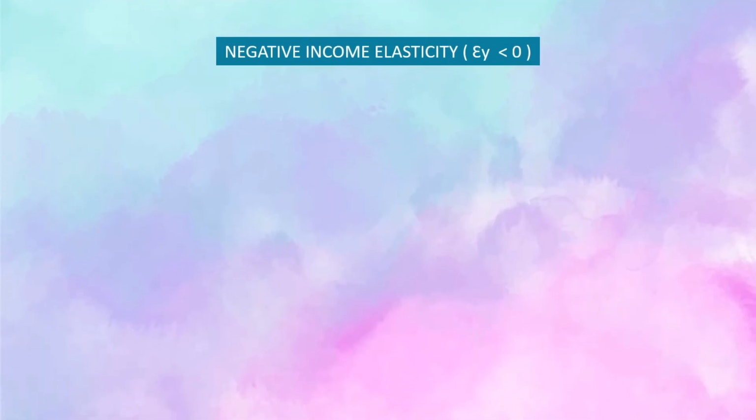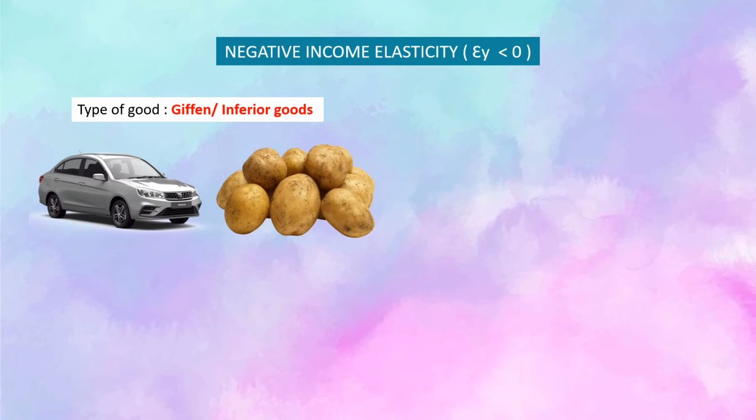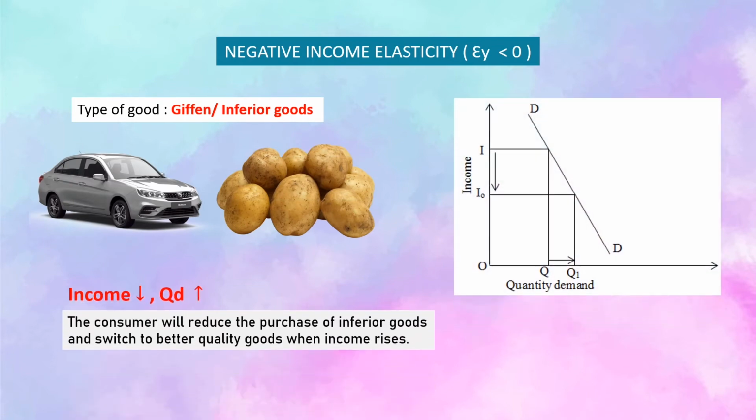If the value of income elasticity is less than 0, it is negative income elasticity. The type of goods is inferior goods, such as used cars or low-grade potatoes. When consumers' income decreases, quantity demanded will increase, and vice versa. The consumer will reduce the purchase of inferior goods and switch to better quality goods when income rises.